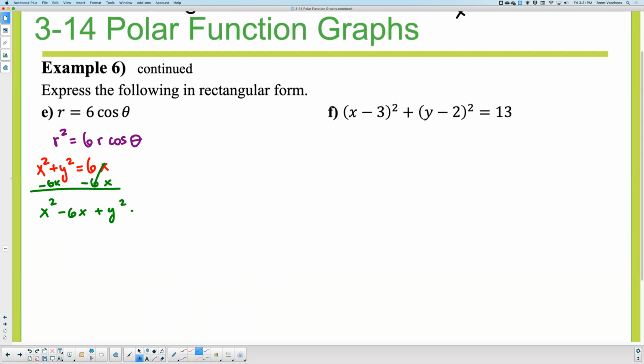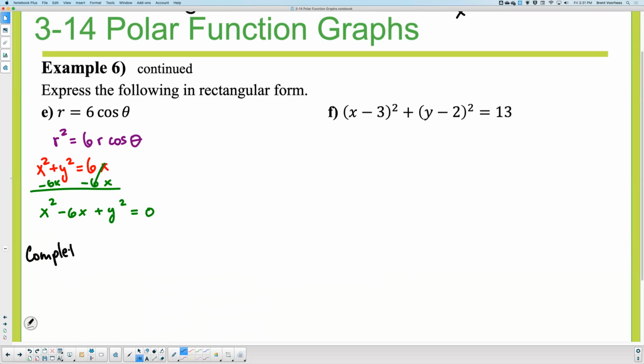Plus y squared equals 0. And you would complete the square right there. That's beyond the scope of what we're gonna do here. So completing the square, what happens is it's minus 3 squared. And since what happens there is if you multiply that out, I need to show the work.